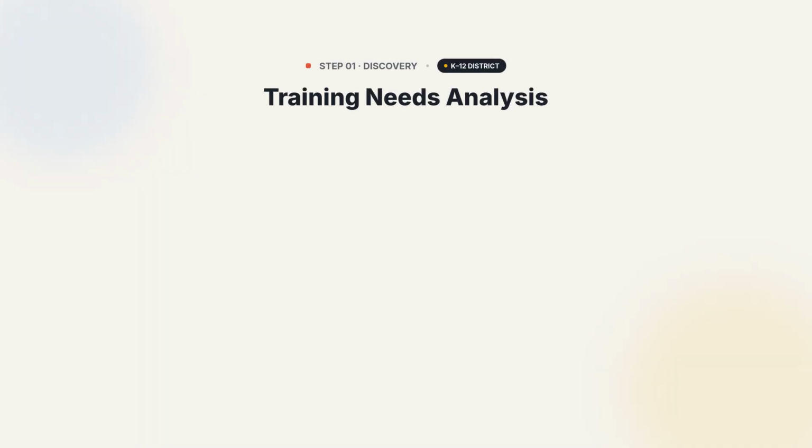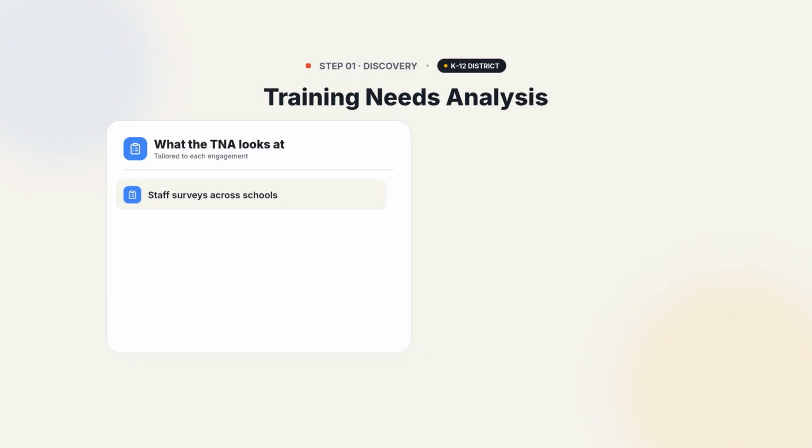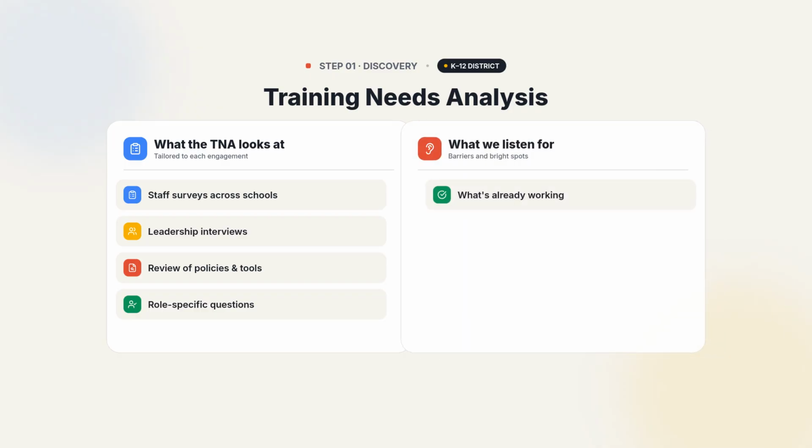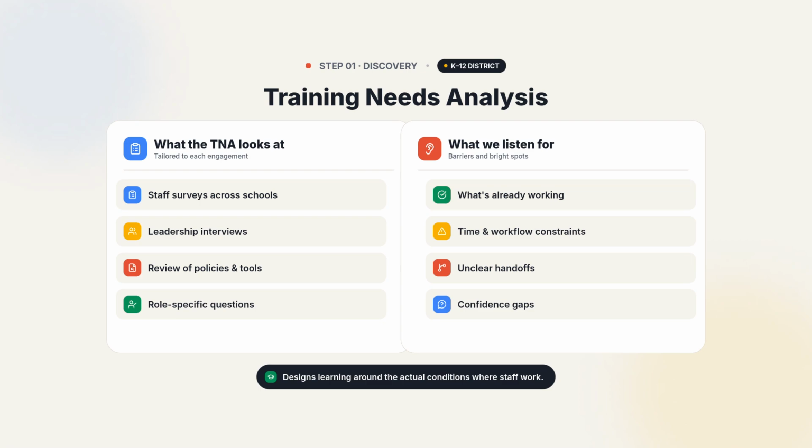Our first formal step is a training needs analysis, or TNA. Depending on the engagement, that may include staff surveys, leadership interviews, review of policies and existing tools, and questions tailored to specific roles. We want to hear not only what is going wrong, but what is already working and should be protected. Staff input helps us identify realistic barriers: time, workflow, inconsistent expectations, unclear handoffs, or lack of confidence. The TNA does not replace district leadership or policy. It helps us design learning that responds to the actual conditions in which staff work.